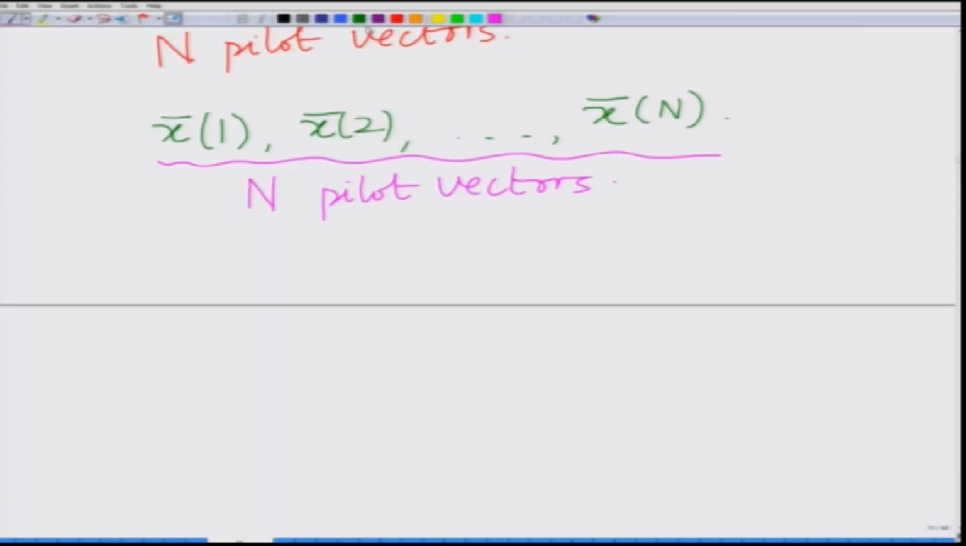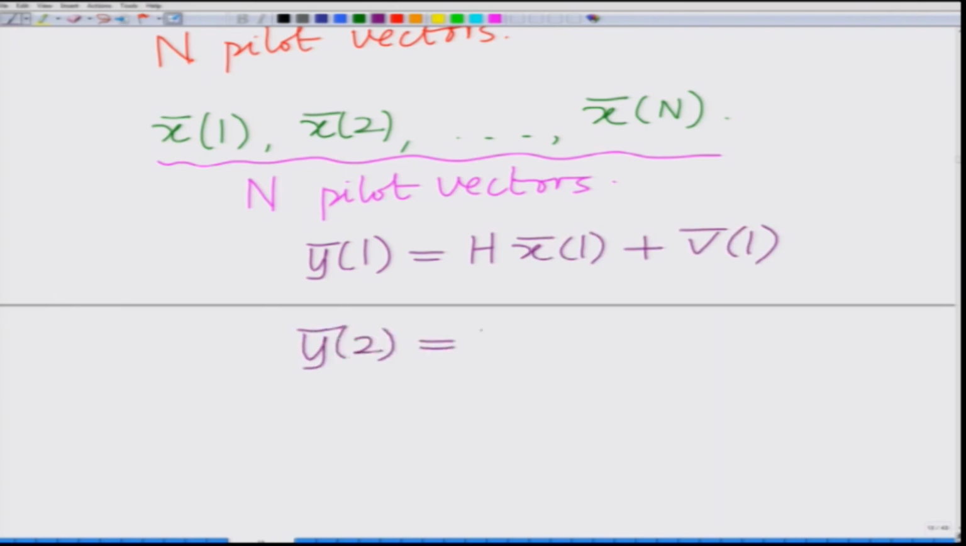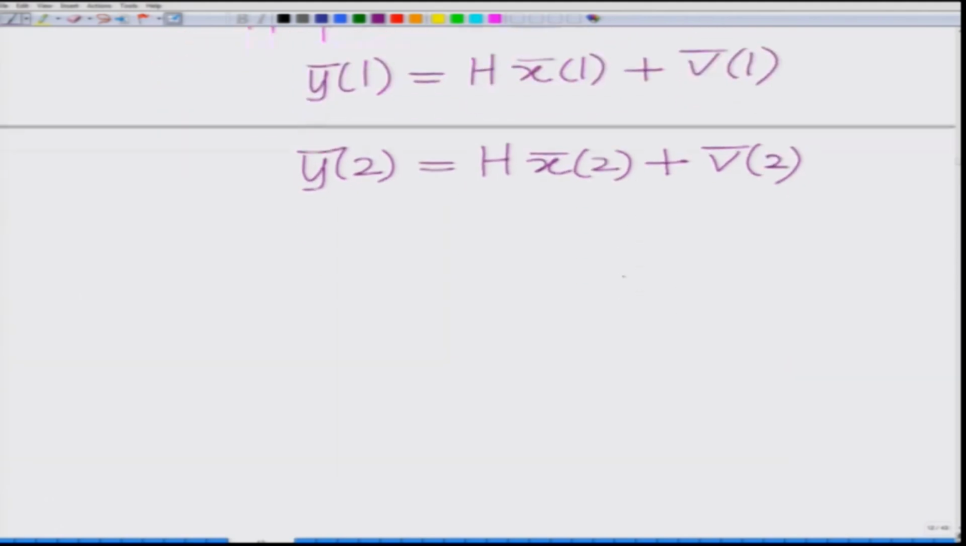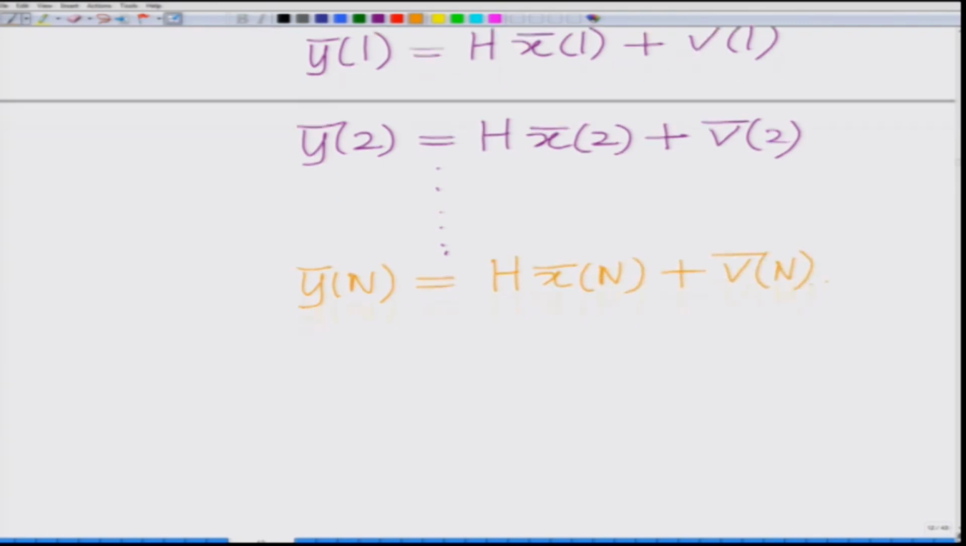So, naturally let us now denote the system model by y bar of 1 equals H times x bar of 1 plus v bar of 1, y bar of 2 equals H times x bar of 2 plus v bar of 2, and so on and so forth. We have y bar of n equals H times x bar of n plus v bar of n.